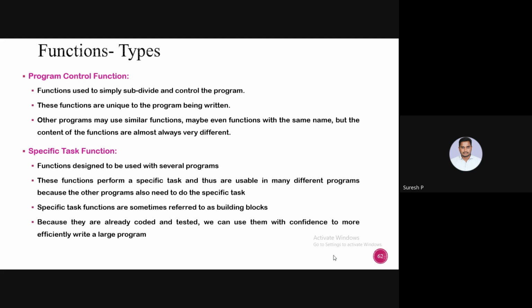So here the specific task function is sometimes also referred to as the building blocks of the program. Generally most of the specific task functions are already coded and tested. Simply we can use them, and you can efficiently write a large program. Okay, so this is a specific task function. Generally, if you take a program, assume that it may be a C program or a Python program, the main function will be referred to as the program control function. The other built-in functions like square root, calculating power, and some string-related functions are specific task functions.